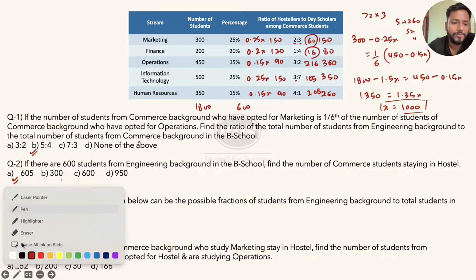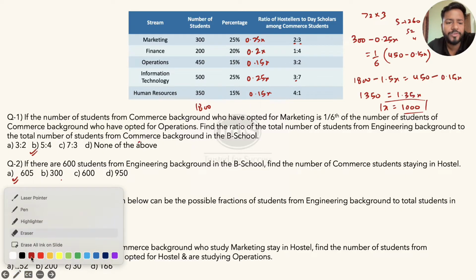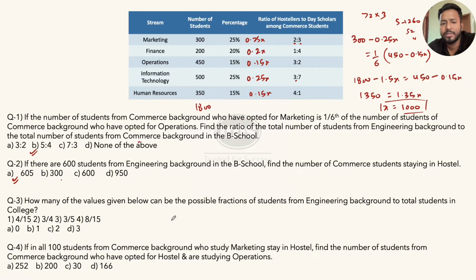How do we go about this particular problem? So let's just erase a bit. Now, the point is, there is no fixed answer to this particular problem, right? Only then this word is mentioned, can be the possible fractions of students. So we'll have to figure out what can be the condition on the basis of which we can simply say what can be the possible fraction. So let's go back to our basics again.